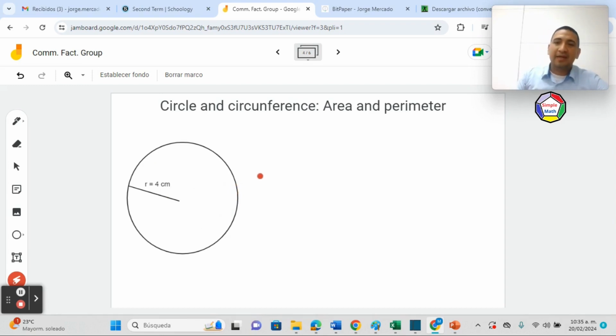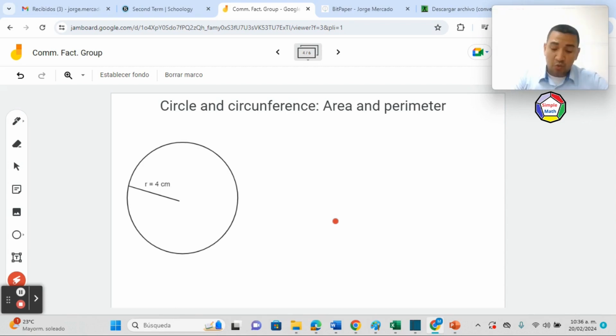All right, let's begin working on the area. It means what is inside. There is a formula to calculate the area of the circle. Look, this line is the radius. In all circles, we have a radius. Two radius make a diameter. But in this case, we will work with the radius.